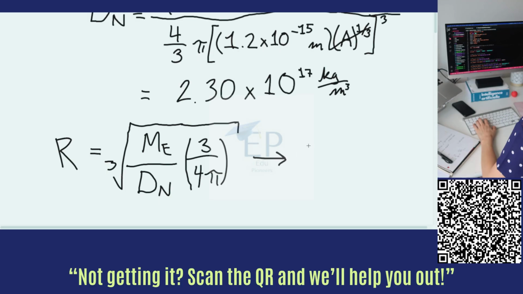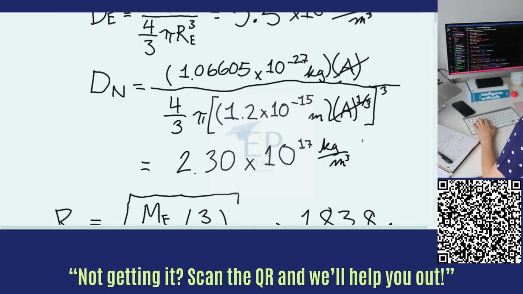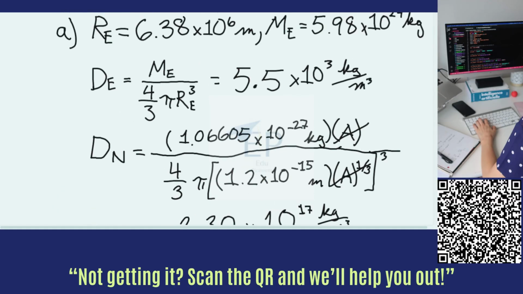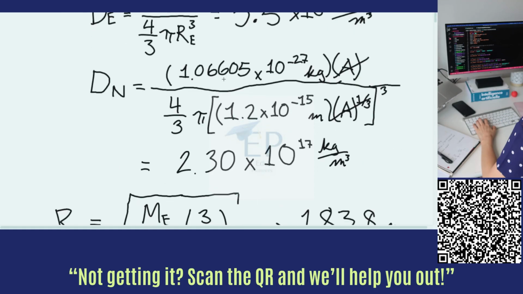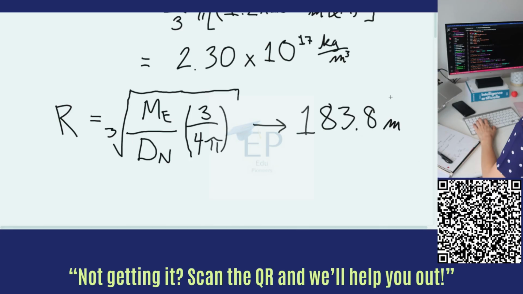Plugging this in, we find this works out to 183.8 meters. So you can see that this is orders of magnitude smaller than the radius of our actual Earth of 6.38 times 10 to the 6 meters. It's actually around 3 orders of magnitude smaller. So nuclei, atomic nuclei, are way, way more dense than ordinary matter. Now, on to problem B.